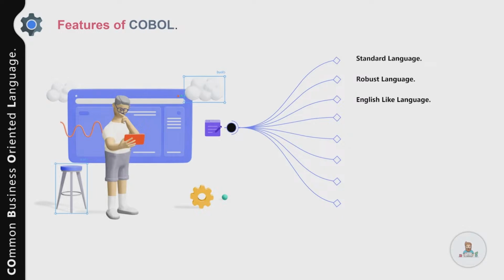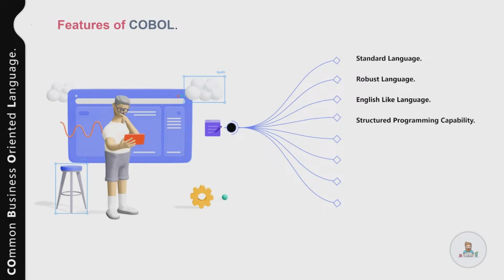COBOL is an English-like language and it is very user-friendly. All instructions are coded using English words rather than complex code. For instance, if you want to read a record from the file, then you will use the verb read. So COBOL is relatively easy to understand.